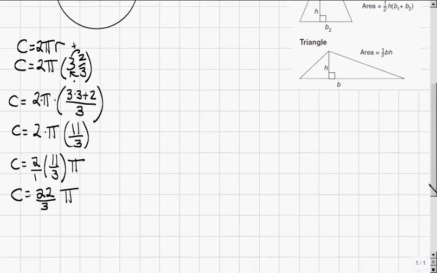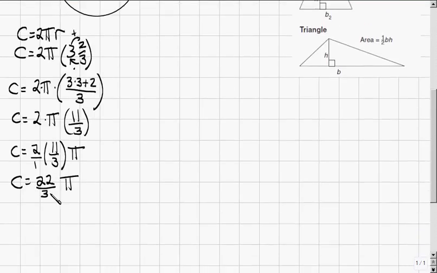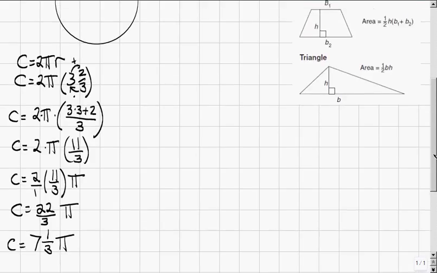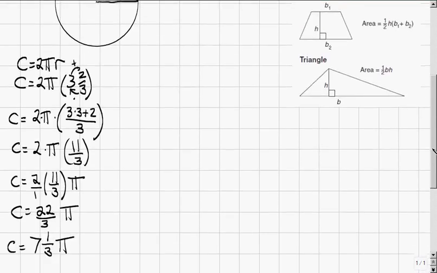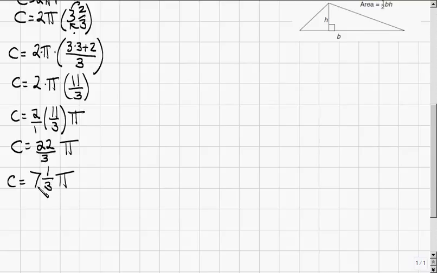And since our problem started off as a mixed number, maybe we should convert 22/3 back to a mixed number. That means 3 divides into 22 7 whole times, with a remainder of 1 left over out of 3. So our circumference is 7 1/3 pi's. In fact, since our length going around the circle is measured in feet, our real answer for circumference is 7 1/3 pi feet. That's the total length going around the circle.